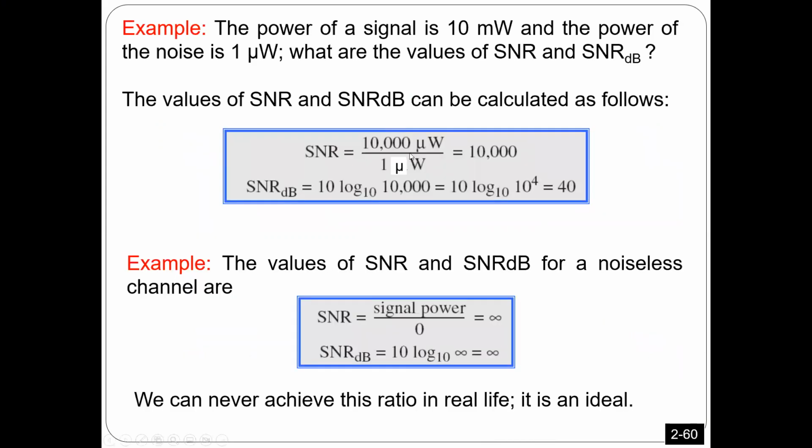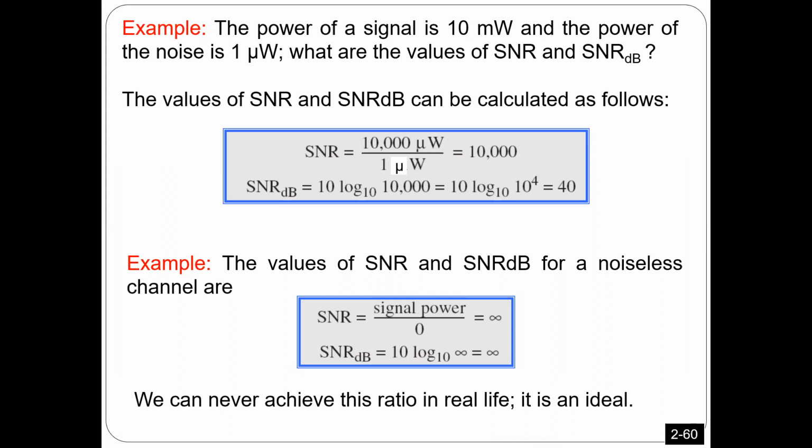I have here two straightforward examples about the signal to noise ratio. In the first example, the power of the signal is 10 milliwatt and the power of the noise is 1 microwatt. What is the signal to noise ratio as a ratio and also in decibel? This is very straightforward, but there is a very small trick here. This one is in milliwatt, this one is in microwatt. In the case of a ratio, the units should be the same. Both can be in watt, or both can be in microwatt. It doesn't matter, but they have to be the same.